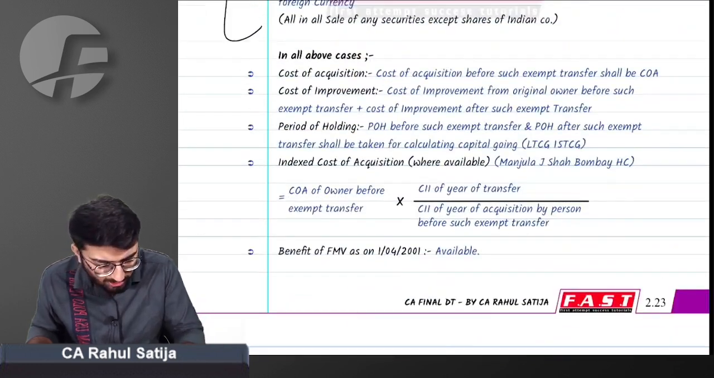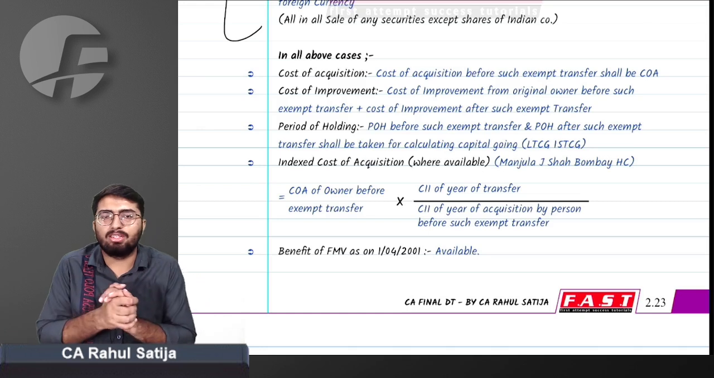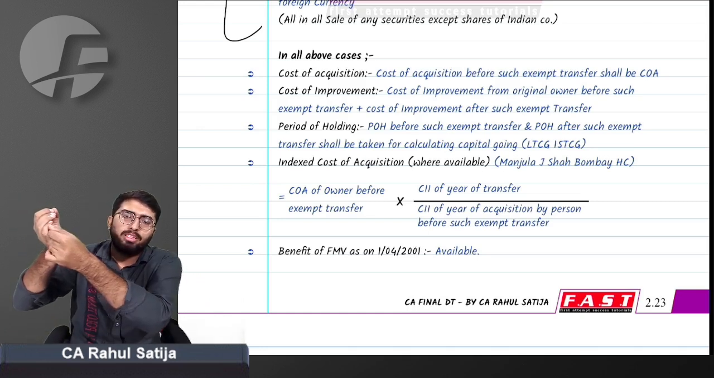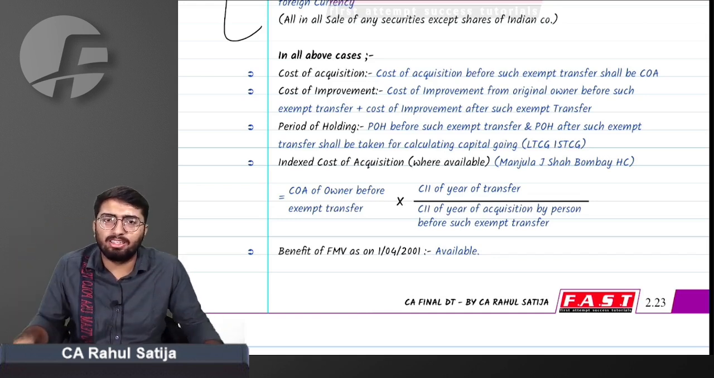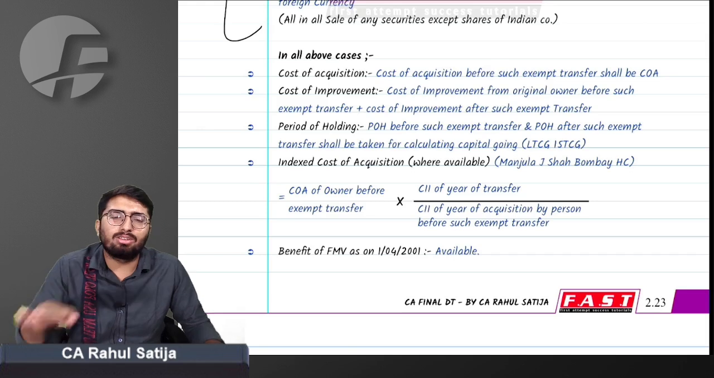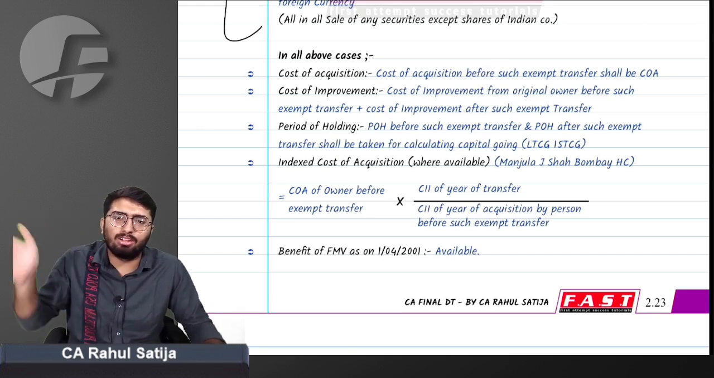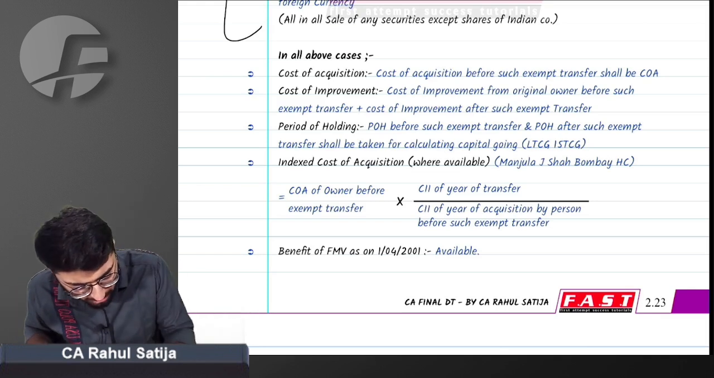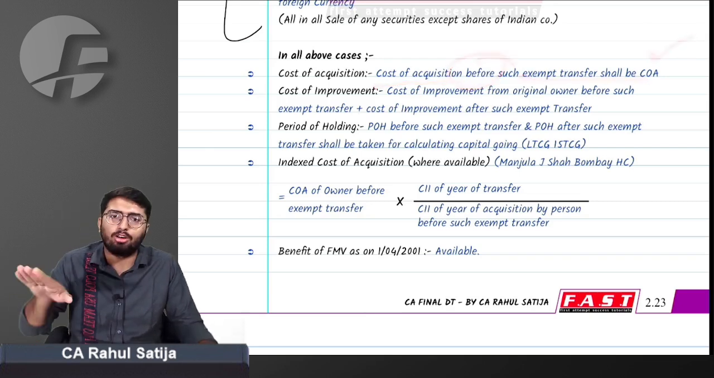In all the cases, whenever you receive an asset on account of exempt transfer, for example, somebody gifts you an asset, or you are a subsidiary company and you receive an asset from your parent company, what will be the cost of acquisition? We have already discussed. The cost of acquisition will be the cost of acquisition of the previous owner. Got it? So for cost of acquisition, we are very clear that the cost of acquisition before such exempt transfer shall be the cost of acquisition of the previous owner.